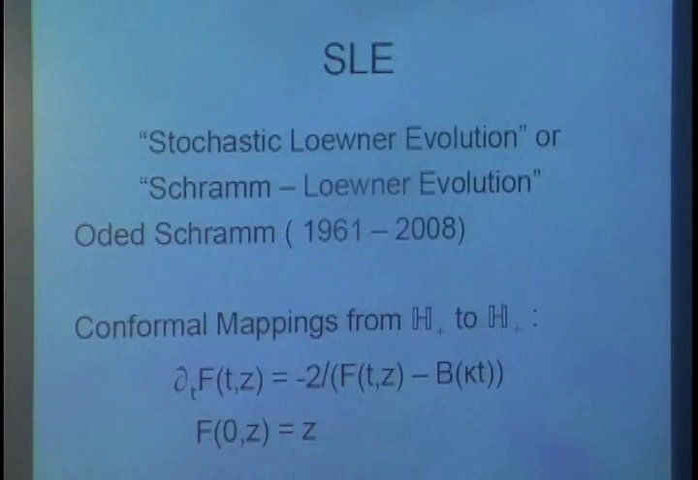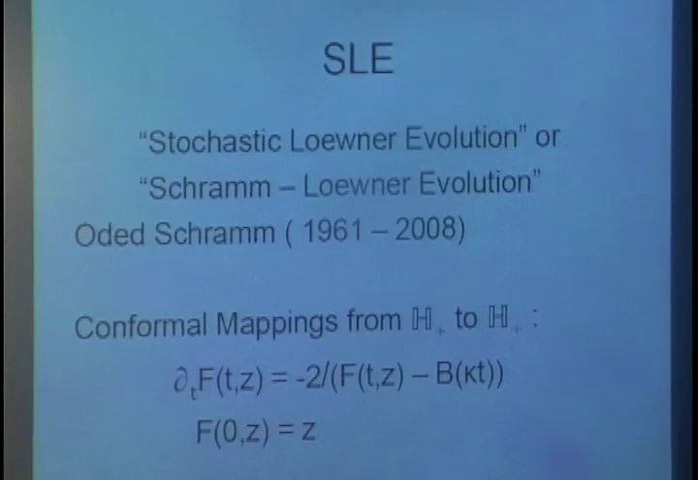So SLE actually has sort of two names now. No one knows what to call it, stochastic Loewner evolution or Schramm-Loewner evolution, named after Oded Schramm, who tragically died last year in a climbing accident. So Schramm was a really remarkable mathematician who was many things simultaneously. He was a geometer, he was a probabilist, and many other things.